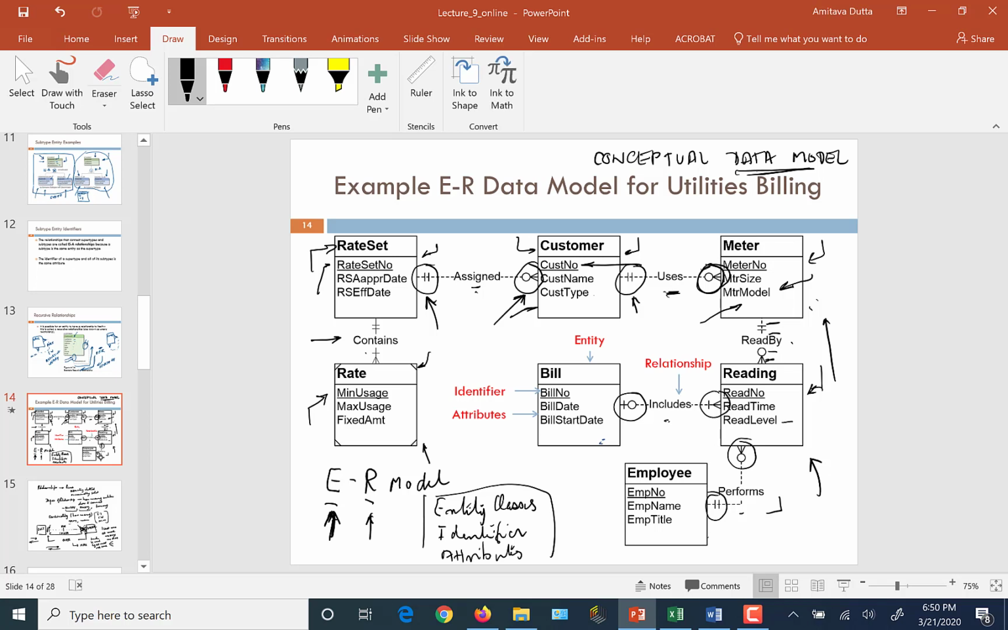All right, so you can try it on your own. Look at this entity relationship diagram and try to verbalize each one of these relationships in terms of the cardinalities.